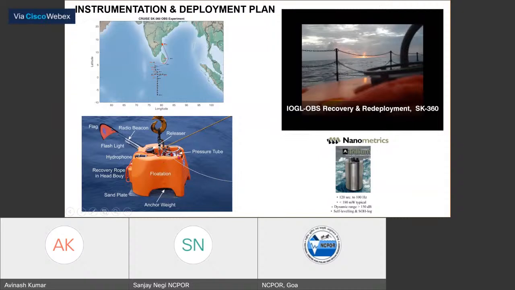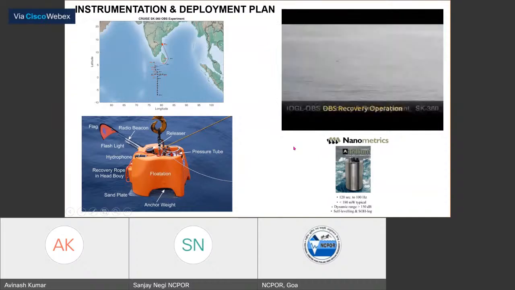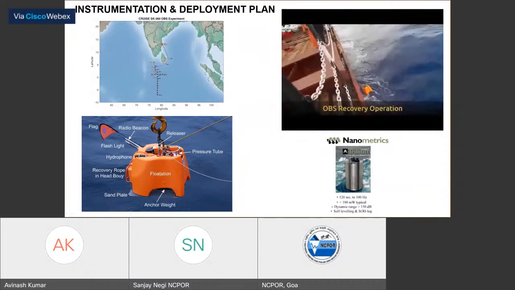So these are the four component system: 3 components inside the seismometer, and the 4th component is the hydrophone, which records the pressure waves in the oceans. All these radio beacons are used to identify the locations when it pops up at the recovery time. So this small video will explain the deployment and the recovery operation.